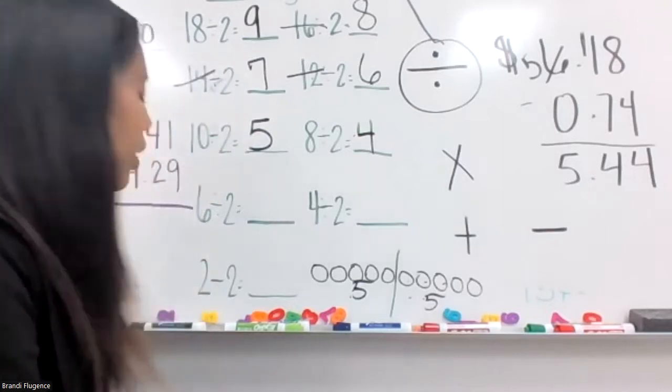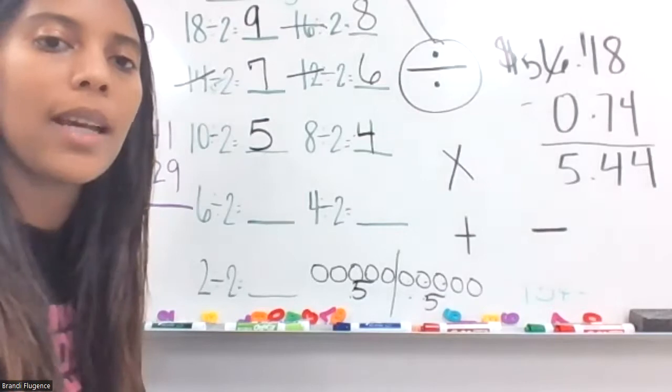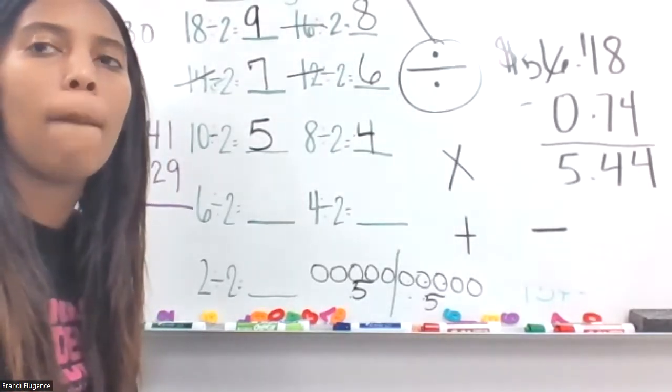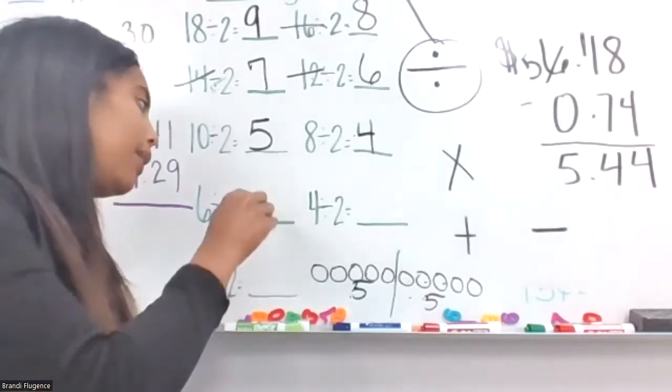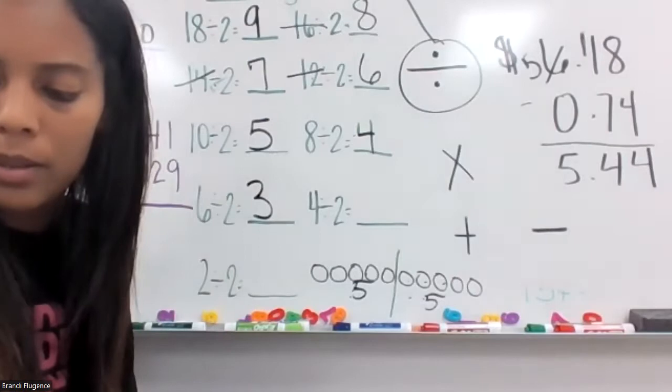Next, I have 6 divided by 2. So if I have 6 and I split it down the middle to split it in half, 6 divided by 2 would be what? 3. Because 3 times 2 is 6, so 6 divided by 2 is 3.